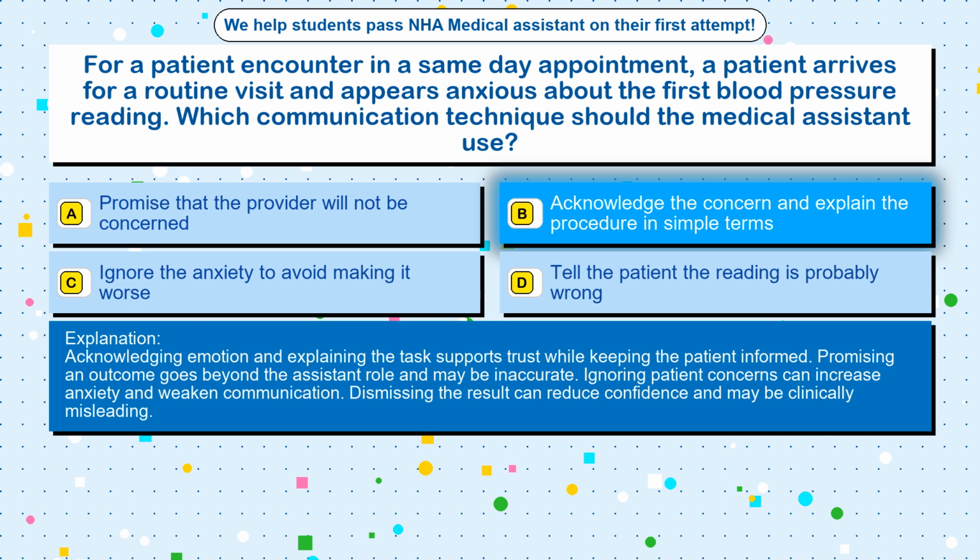Acknowledging emotion and explaining the task supports trust while keeping the patient informed. Promising an outcome goes beyond the assistant role and may be inaccurate. Ignoring patient concerns can increase anxiety and weaken communication. Dismissing the result can reduce confidence and may be clinically misleading.